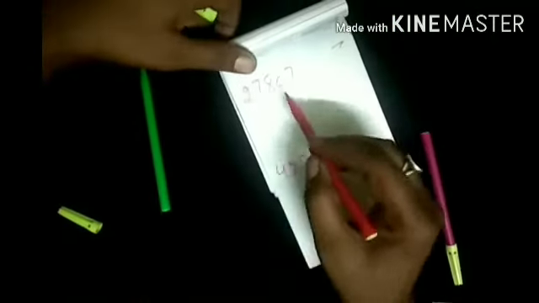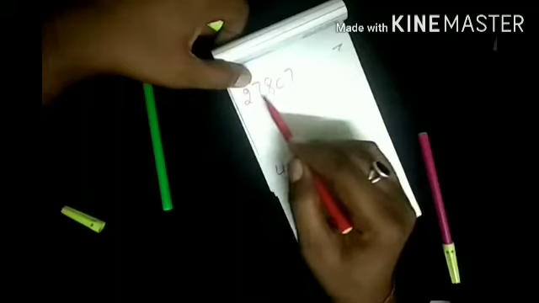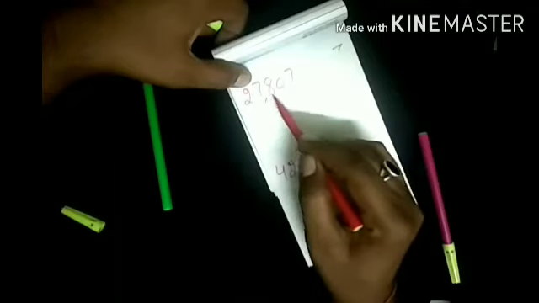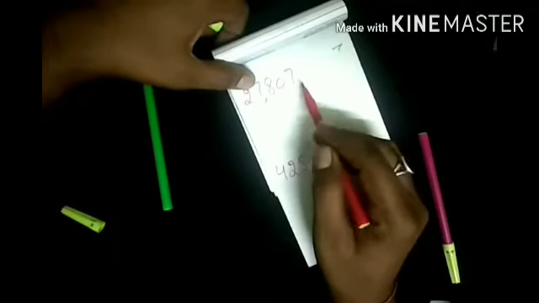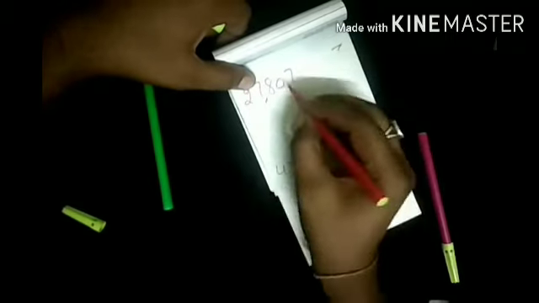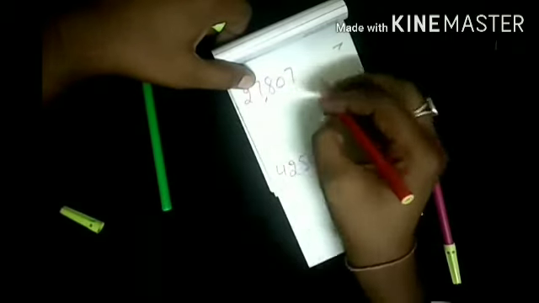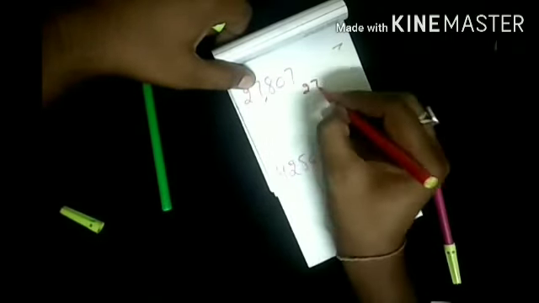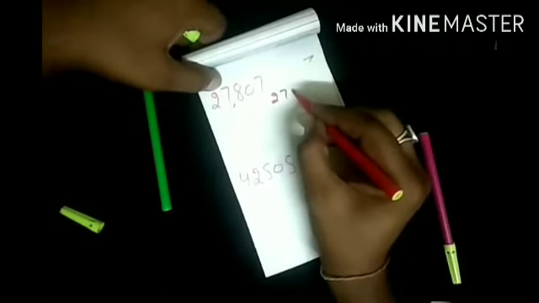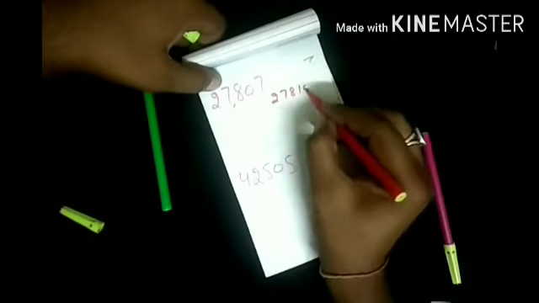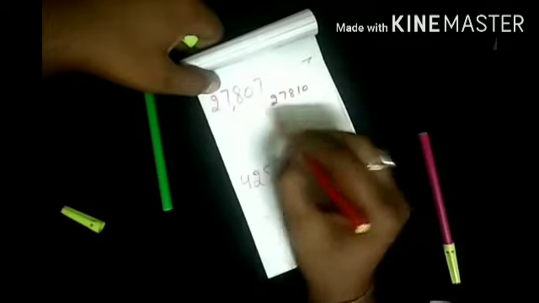In the same way, we will solve this question. If I have to round this number 27,807 to the nearest 10, then my answer will be 27,810. Okay, that is to the nearest 10.